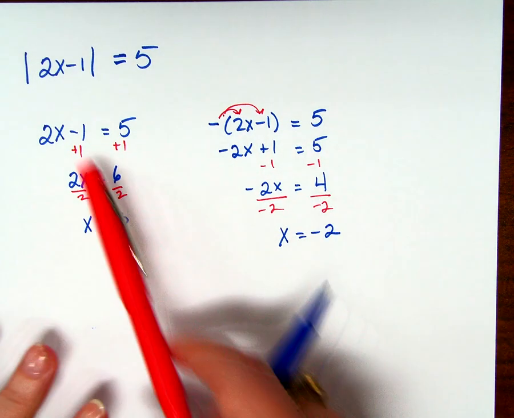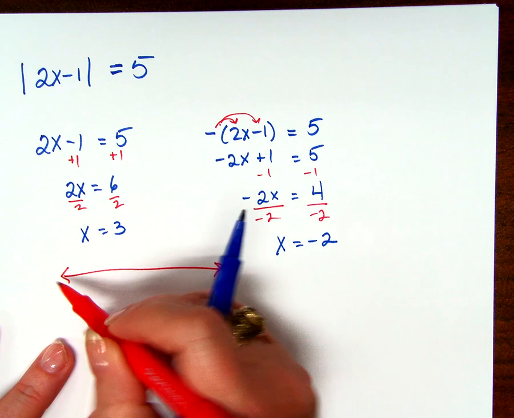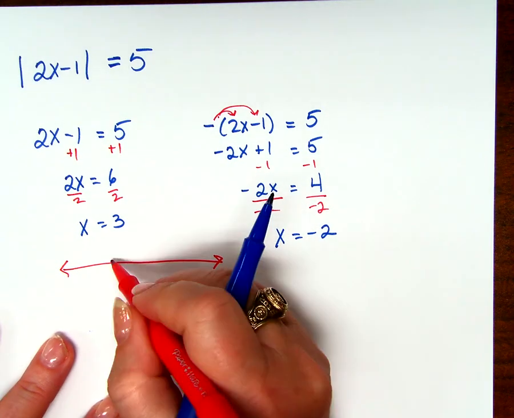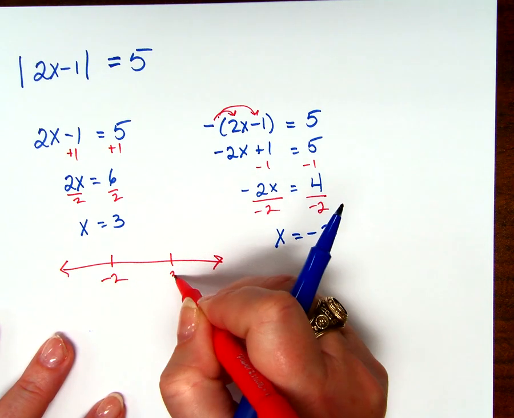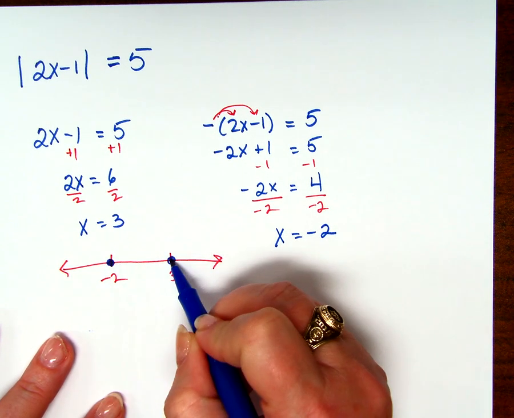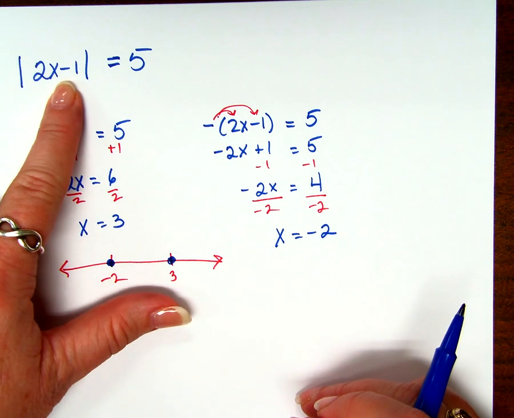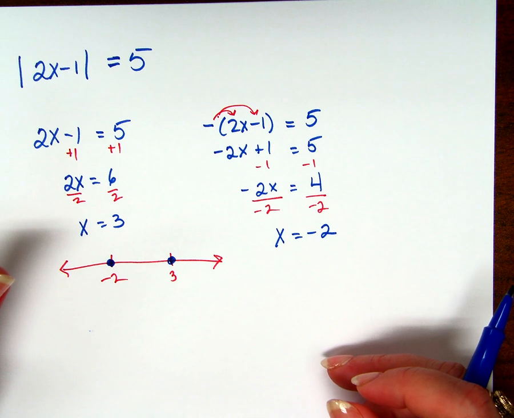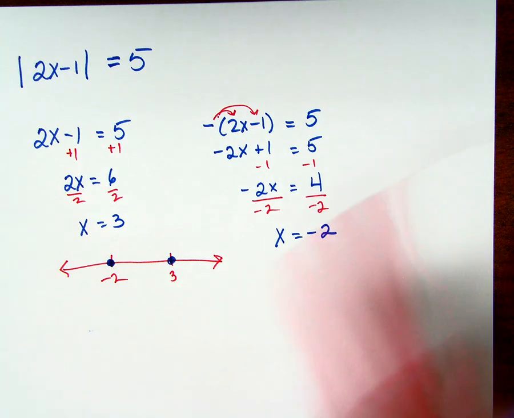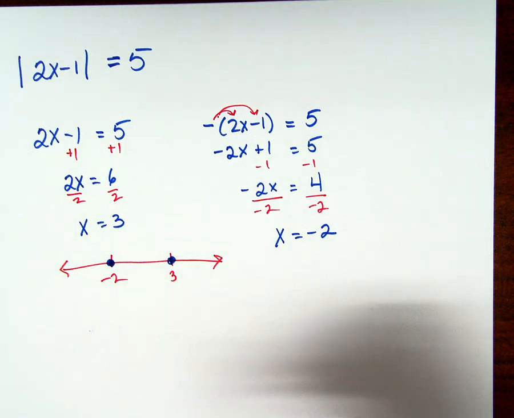Remember, a lot of times when we solve absolute value, part of our answer is a number line graph. Okay, where I have -2 here and 3 here. And -2 is an answer and 3 is an answer. But remember, anytime we're doing absolute value, you've got two solutions, right? Do you remember that? Think about it this way. How many solutions do we get when we do a quadratic? We get 2, right? Most of the time we get 2.